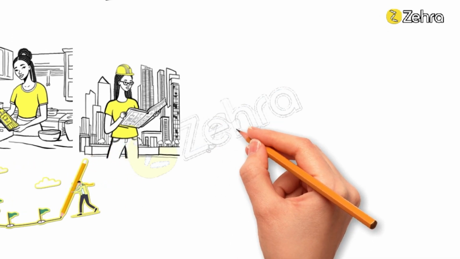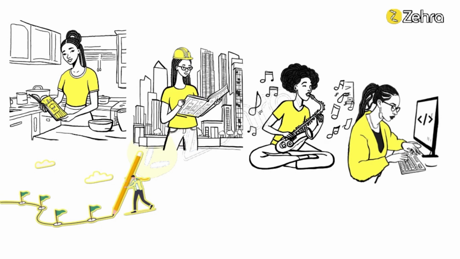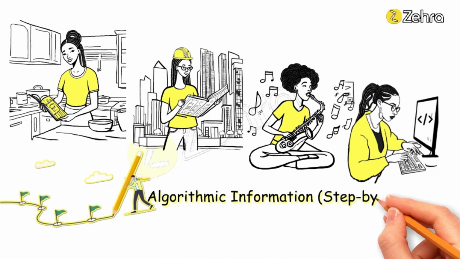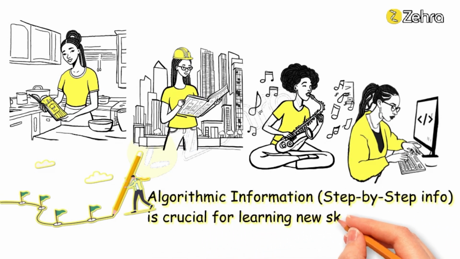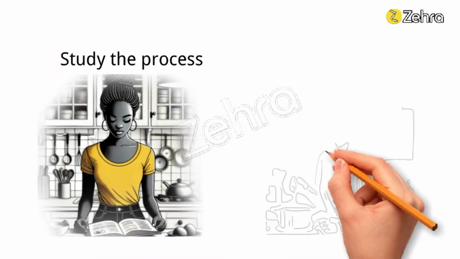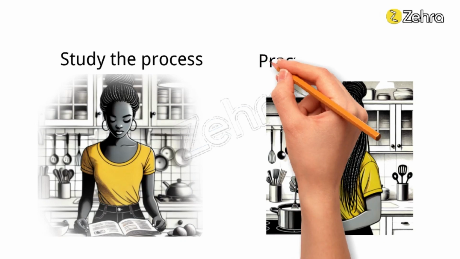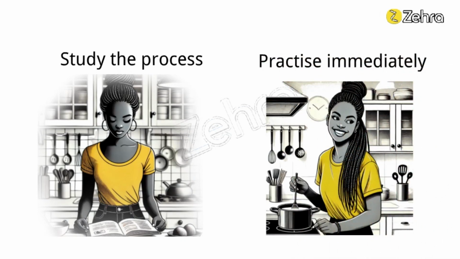From learning to play a musical instrument to coding a computer program, algorithmic information is crucial for acquiring new skills and knowledge. For procedural knowledge, practice is the key. The best way to ensure it sticks is by practicing almost immediately after you learn.